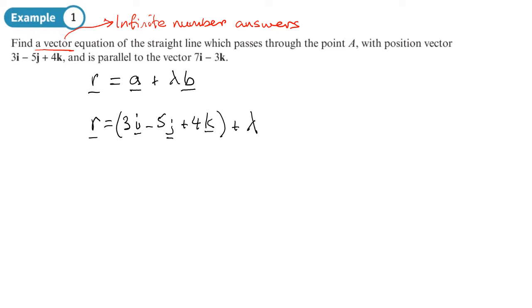Plus lambda. We normally use lambda, but it can be any scalar. It could be t, it could be mu. It depends on the question. And b is a parallel vector. So it could be this, or in fact any multiple of this is a parallel vector. So in this bit here, I could have put any parallel vector.